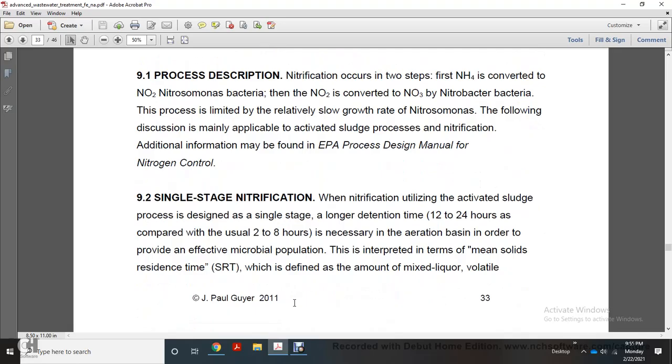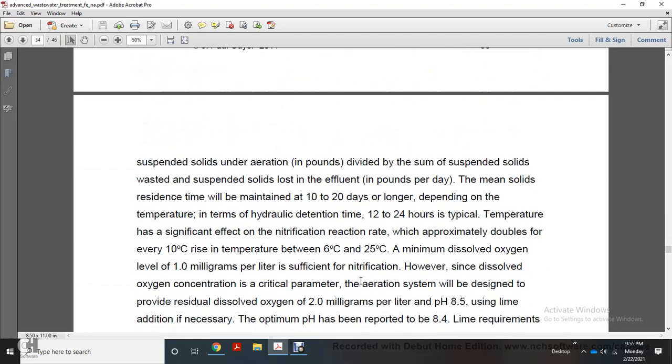Alright, single stage nitrification utilizes the activated sludge process design. For single stage, a longer detention time of 12 to 24 hours is used, compared with the usual 2 to 8 hours necessary for the aeration basin, in order to provide an effective microbial population. This is interpreted as mean solids residence time, or SRT, which defines the amount of mixed liquor volatile suspended solids under aeration in pounds divided by the suspended solids wasted plus the suspended solids lost in the effluent in pounds per day.